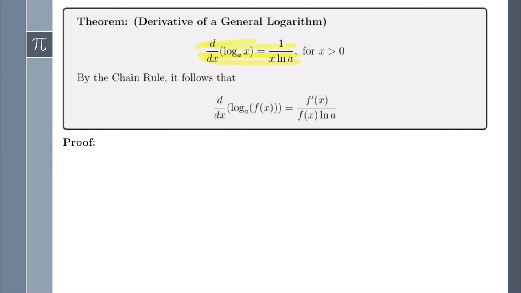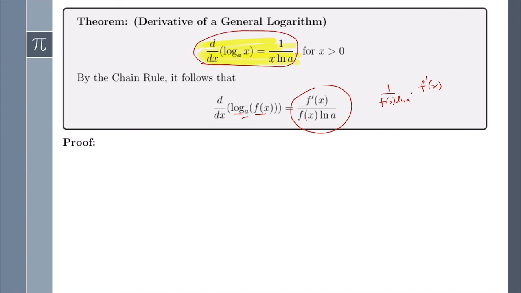So if we have log base a of x, then the derivative is 1 over x times natural log of a. Or if we have a composition function, log base a of f of x, then it is 1 over f of x natural log of a times the derivative of f of x, which is f prime x, and that gives us this one. So before using this one, let's go ahead and at least prove this formula right here.